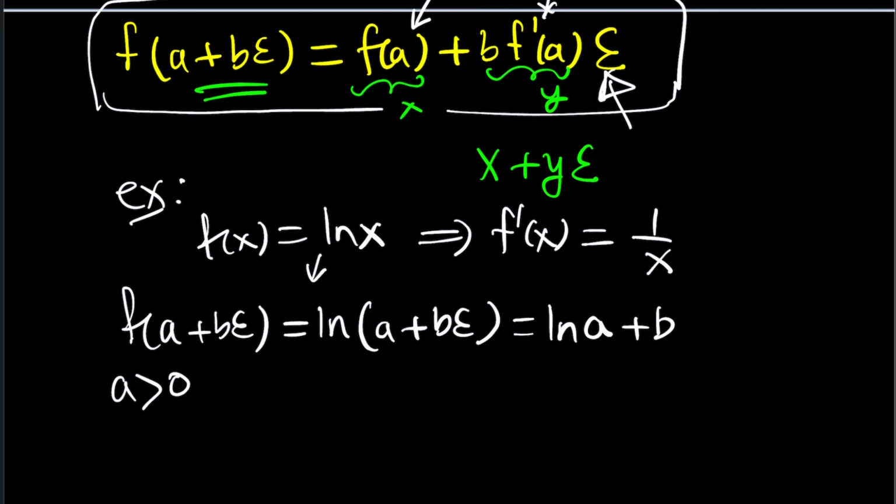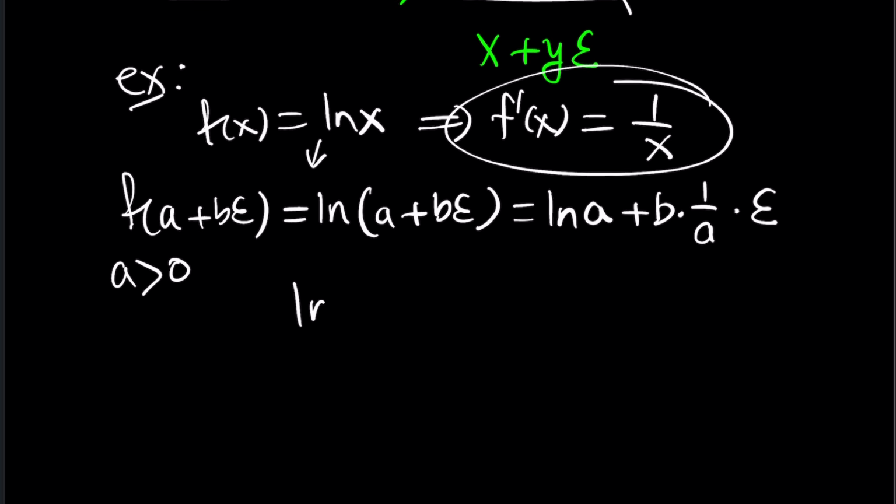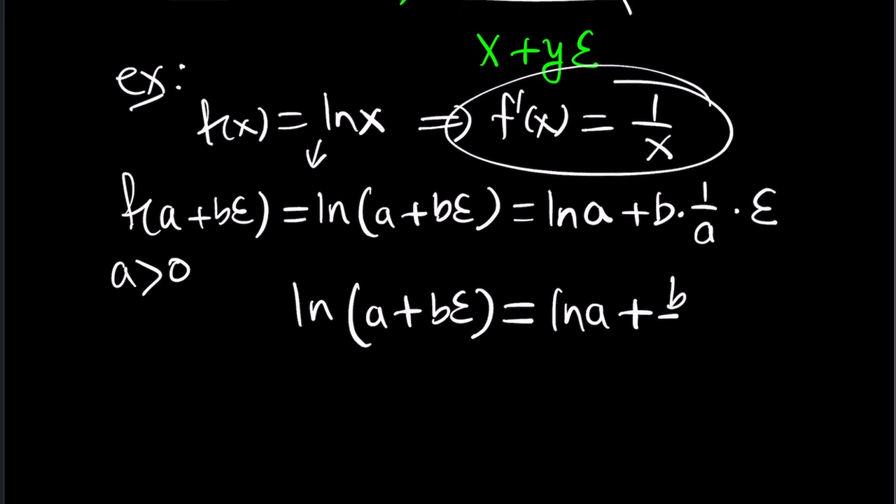Plus b times f prime of a. This is f prime. If you evaluate it at a, it's going to be 1 over a. And then it's going to be multiplied by epsilon. Guess what that's going to turn into? Ln of a plus b epsilon can be written as ln a plus b over a epsilon.